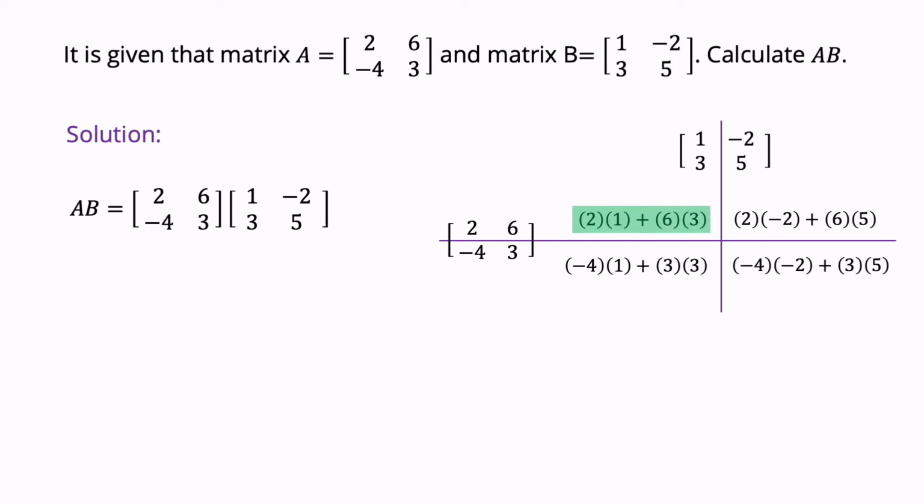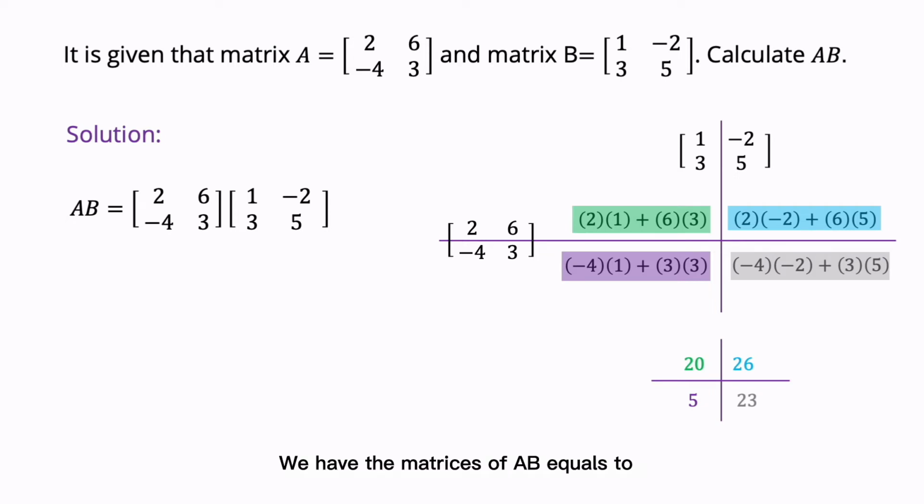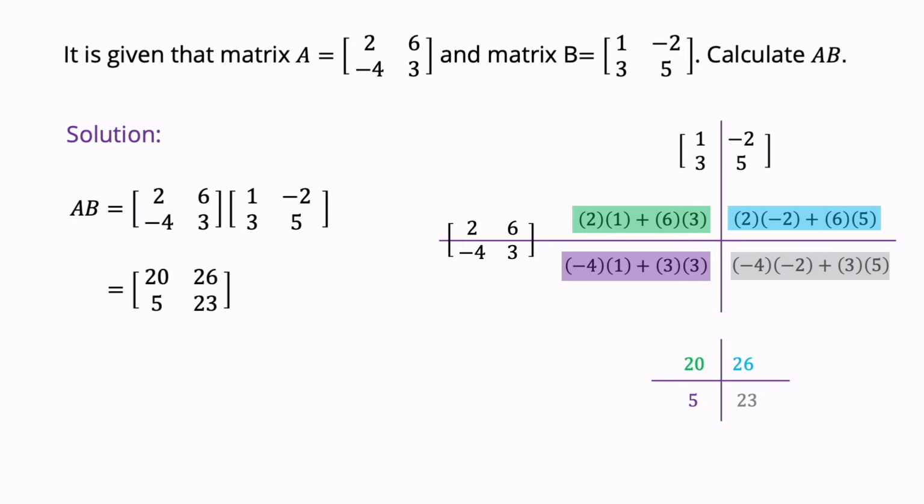2 times 1 plus 6 times 3 equals 20. 2 times minus 2 plus 6 times 5 equals 26. Minus 4 times 1 plus 3 times 3 equals 5. Minus 4 times minus 2 plus 3 times 5 equals 23. We have the matrix AB equals 20, 26, 5, and 23. In this case, we multiply a 2 by 2 matrix by a 2 by 2 matrix and we get a 2 by 2 matrix as the result.